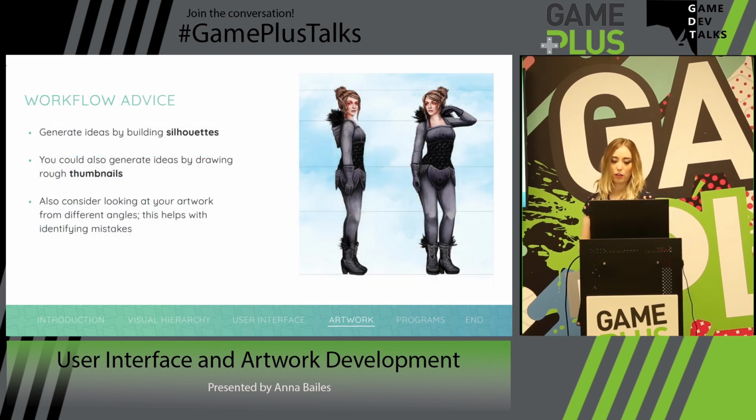To develop artwork, you could begin to generate ideas by building silhouettes or drawing rough thumbnails. Looking at these forms and shapes will help you discover your strongest ideas. It's also a time-efficient process, as you can look at multiple possibilities before committing to anything. When you've chosen a strong idea and begin to build up your artwork, consider looking at your artwork from different angles and perspectives. This often helps with identifying odd areas or general mistakes.